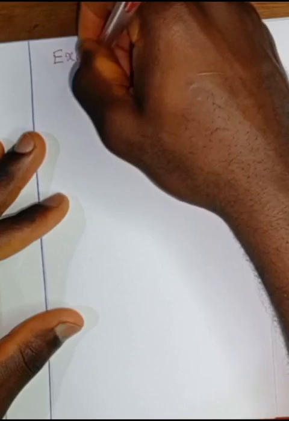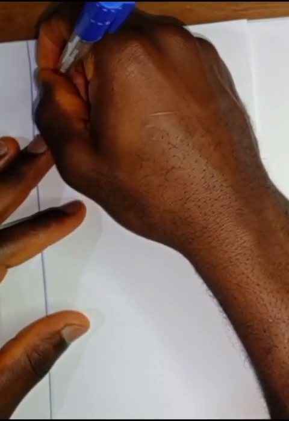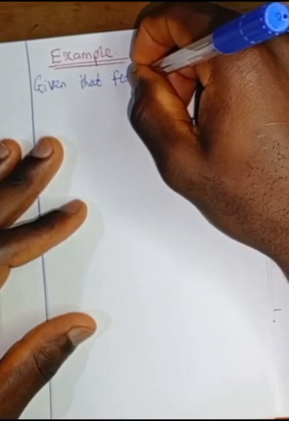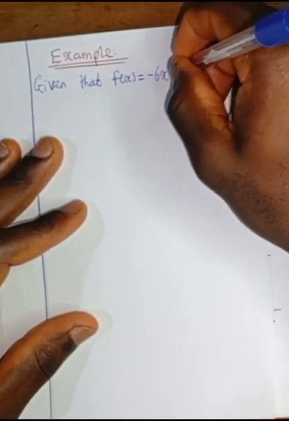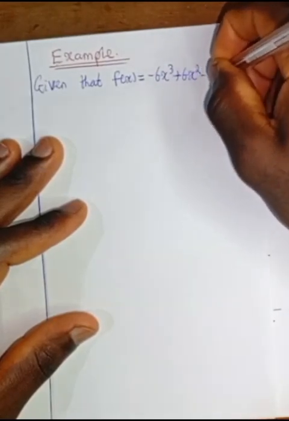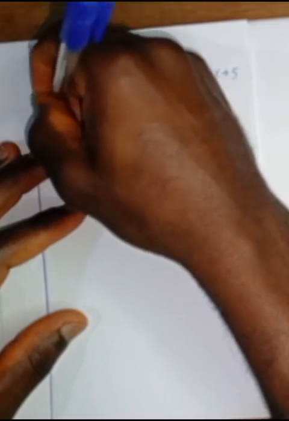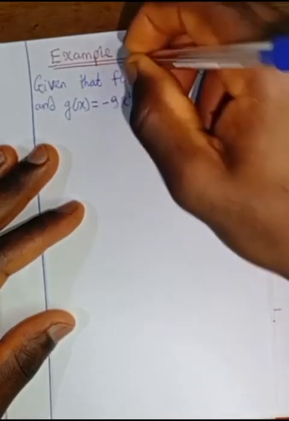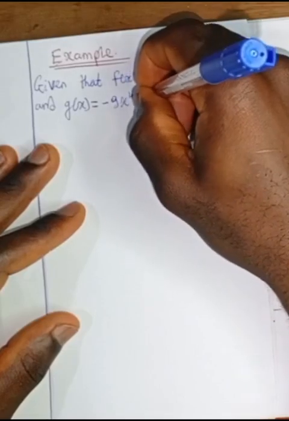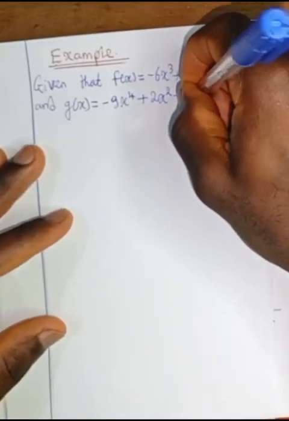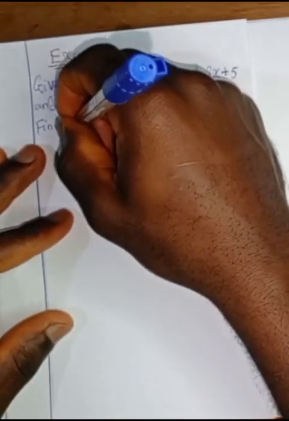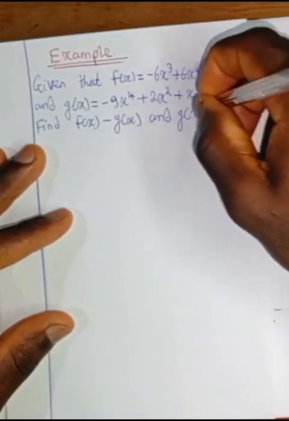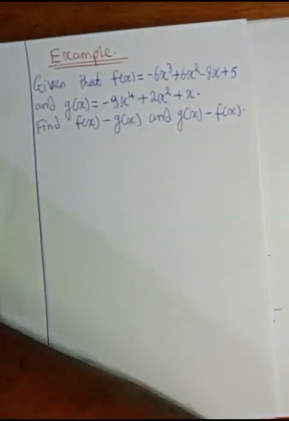Example: given that f of x is equal to negative 6x cubed plus 6x squared minus 8x plus 5, and g of x is equal to negative 9x to the power 4 plus 2x squared plus x, we shall find f of x minus g of x and g of x minus f of x. We take down the solution.